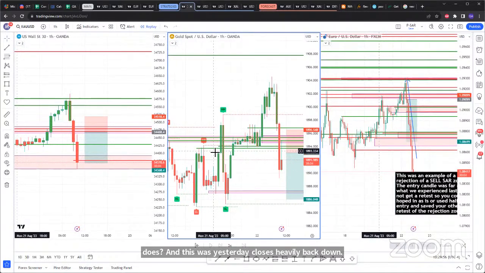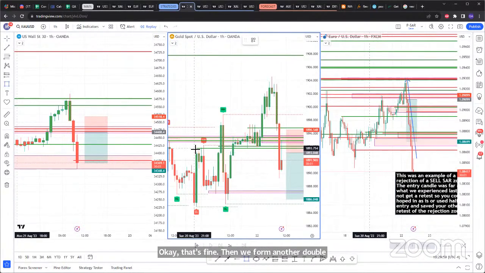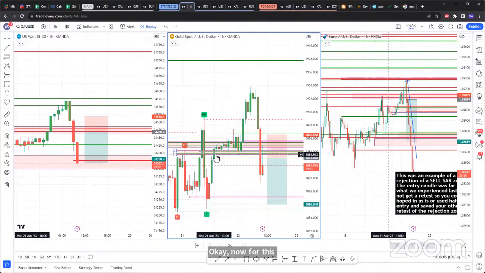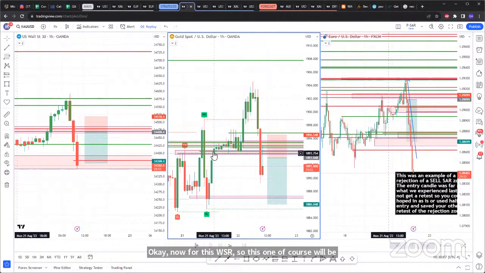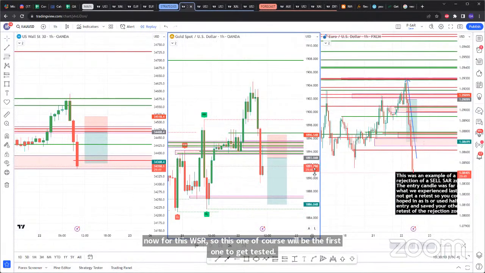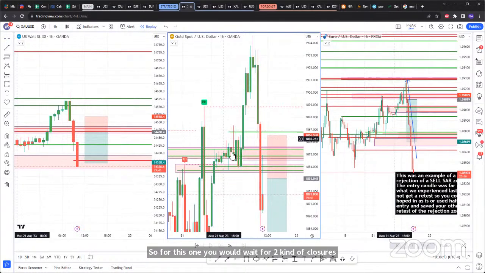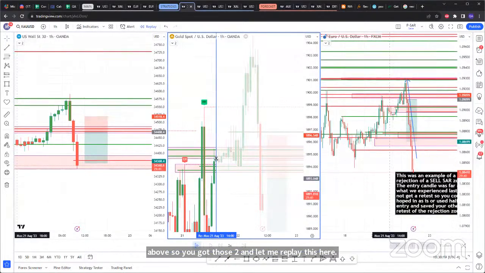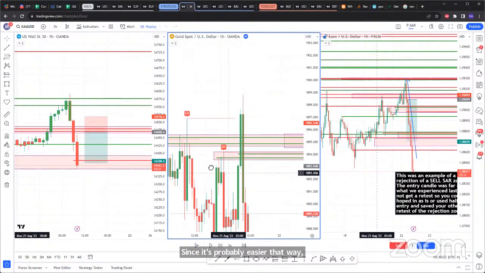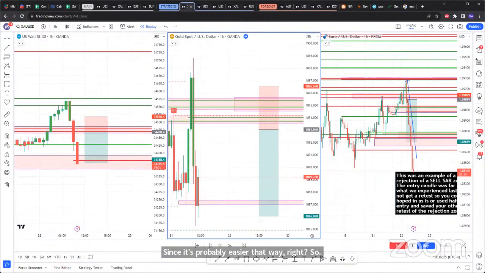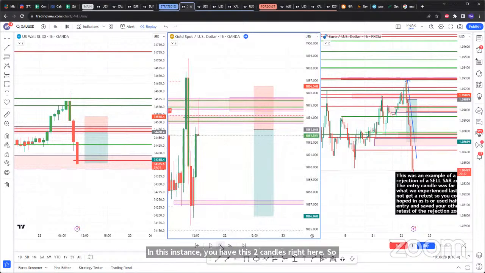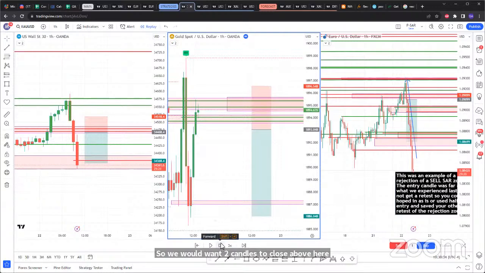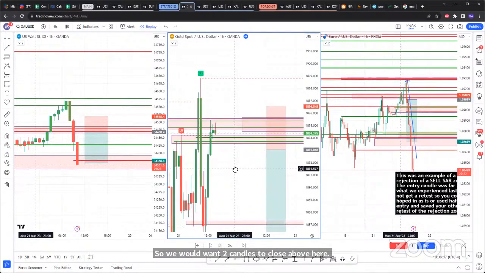Okay, that's fine. Then we form another double SAR region right here. For this double SAR, of course, this one will be the first one to get tested. So for this one, you would wait for 2 candle closures above. So you got those 2, and let me replay this here, since it's probably easier that way. In this instance, you have these 2 candles right here. So let's continue with the chart. We would want 2 candles to close above here. And for that one, okay, now this would be the entry on gold if I was buying.